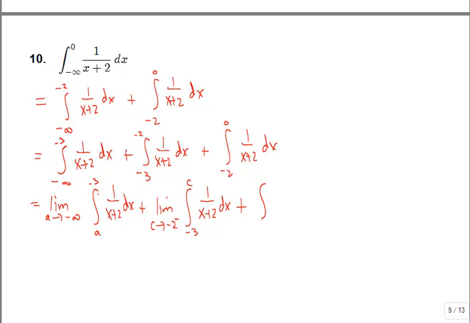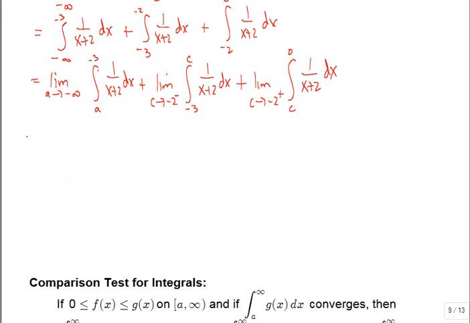And then for this last one, the -2 is bad as well. So we'll want a limit as well, but this time the c is going to be approaching -2 from the right-hand side, because we're coming from the right if we're looking at -2 to 0. So this will be from c up to 0. Now each of these antiderivatives is the same value. They're all going to be ln's. This is stuff prime over stuff. So for each of these, we're going to be using the ln of the absolute value of x plus 2. We're just using different bounds for each one.